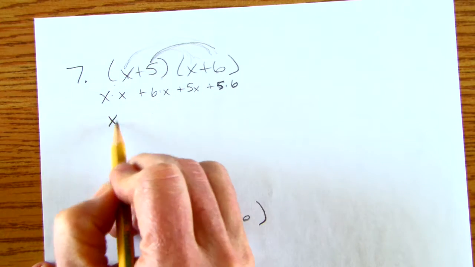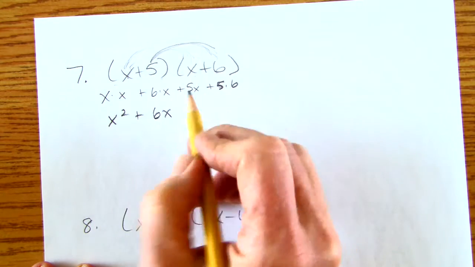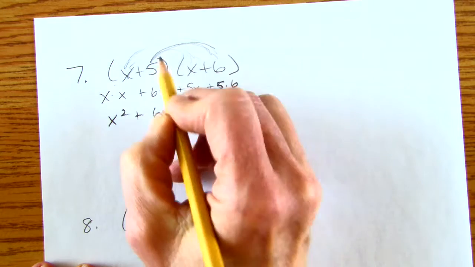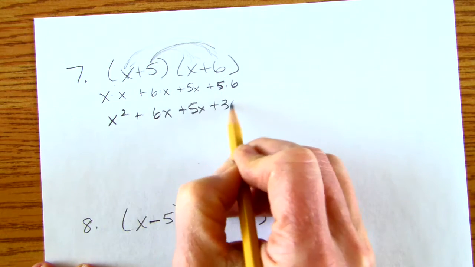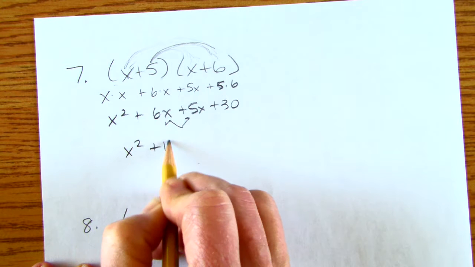So x times x, x squared. X times 6, 6x. 5 times x, 5x. 5 times 6, 30. And we notice that the middle terms combine: x squared plus 11x plus 30.